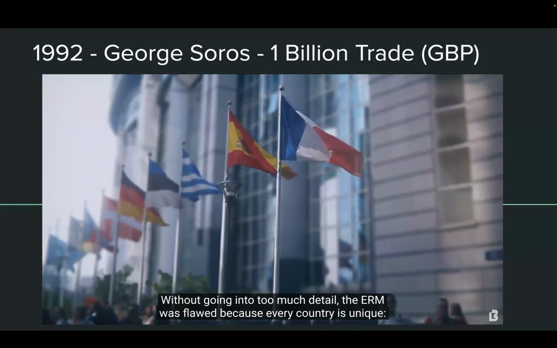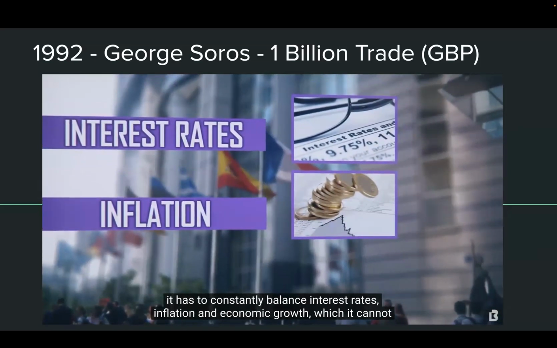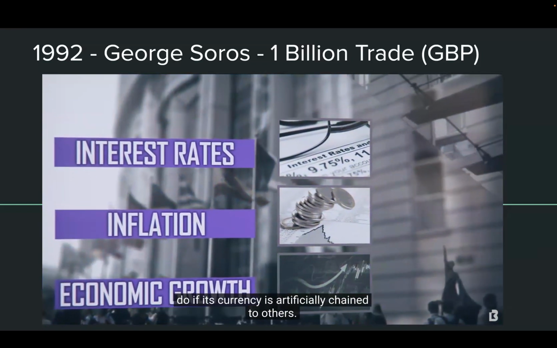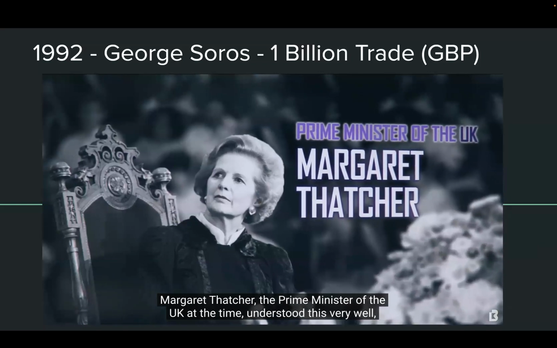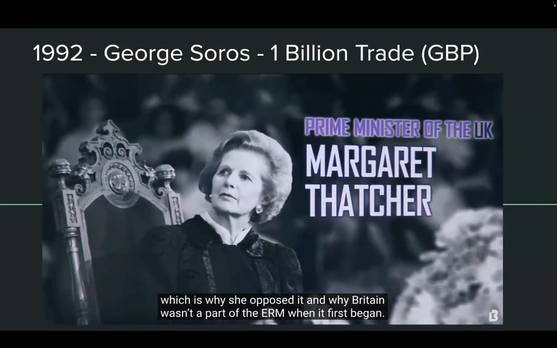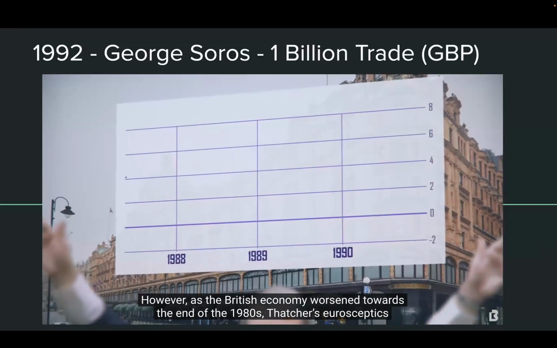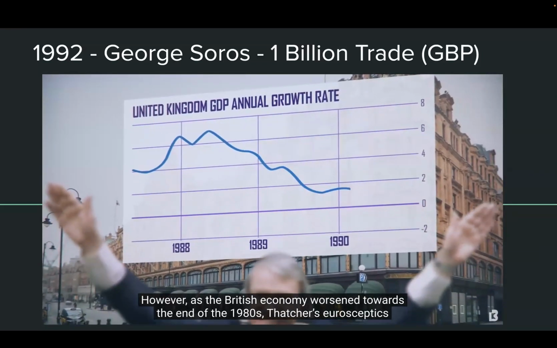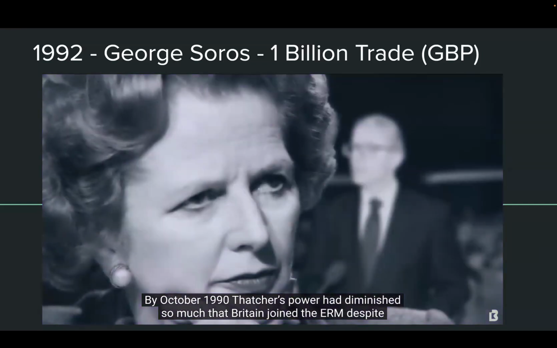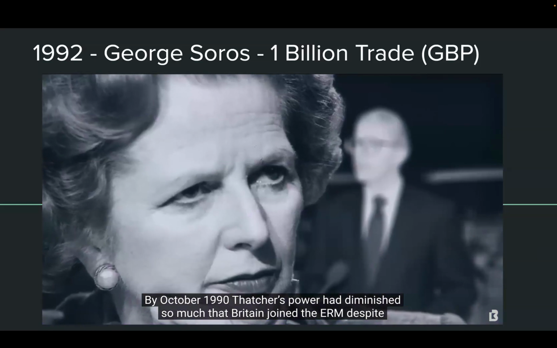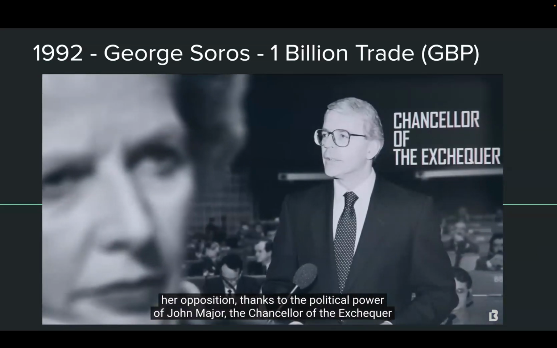Without going into too much detail, the ERM was flawed because every country is unique. It has to constantly balance interest rates, inflation, and economic growth, which it cannot do if its currency is artificially chained to others. Margaret Thatcher, the Prime Minister of the UK at the time, understood this very well, which is why she opposed it and why Britain wasn't a part of the ERM when it first began. However, as the British economy worsened towards the end of the 1980s, Thatcher's Eurosceptics lost ground to more pro-European members of the Conservative Party. By October 1990, Thatcher's power had diminished so much that Britain joined the ERM despite her opposition, thanks to the political power of John Major, the Chancellor of the Exchequer at the time.